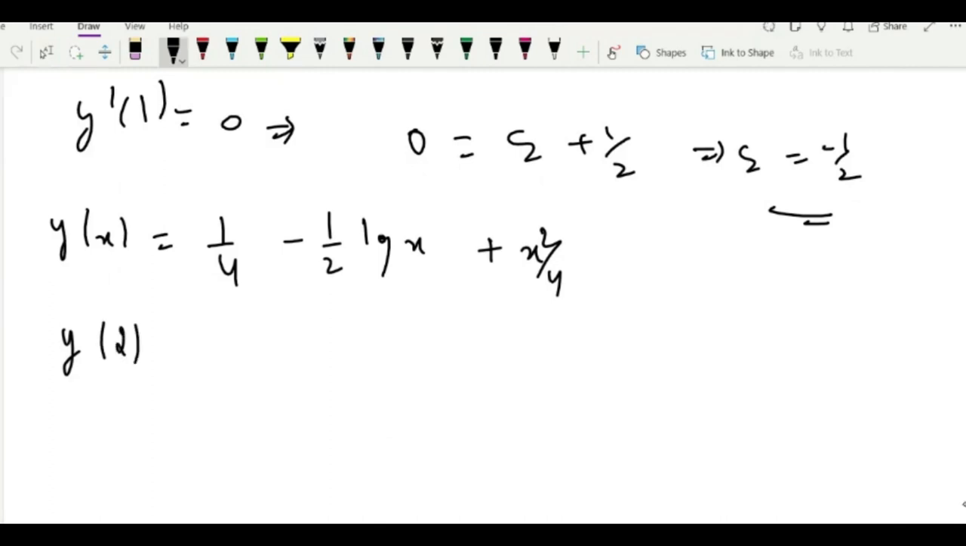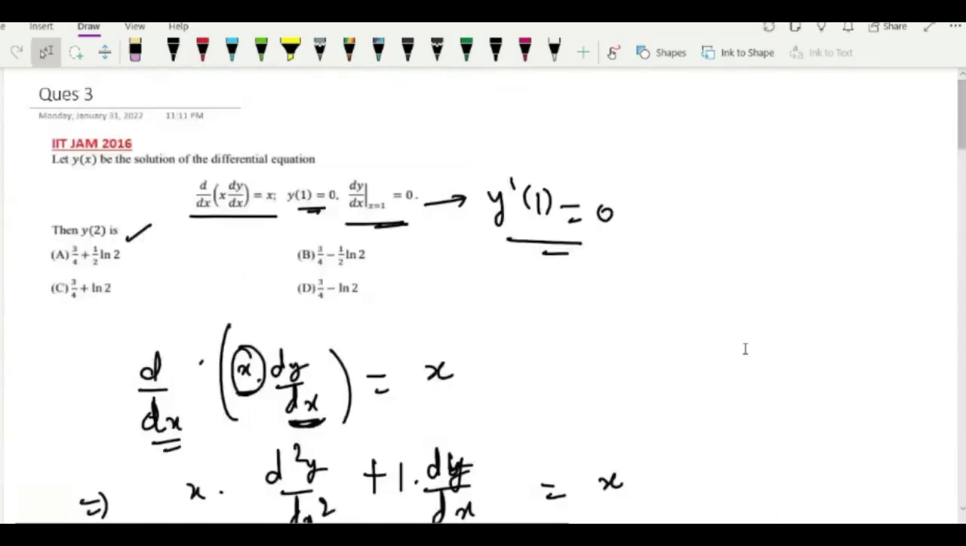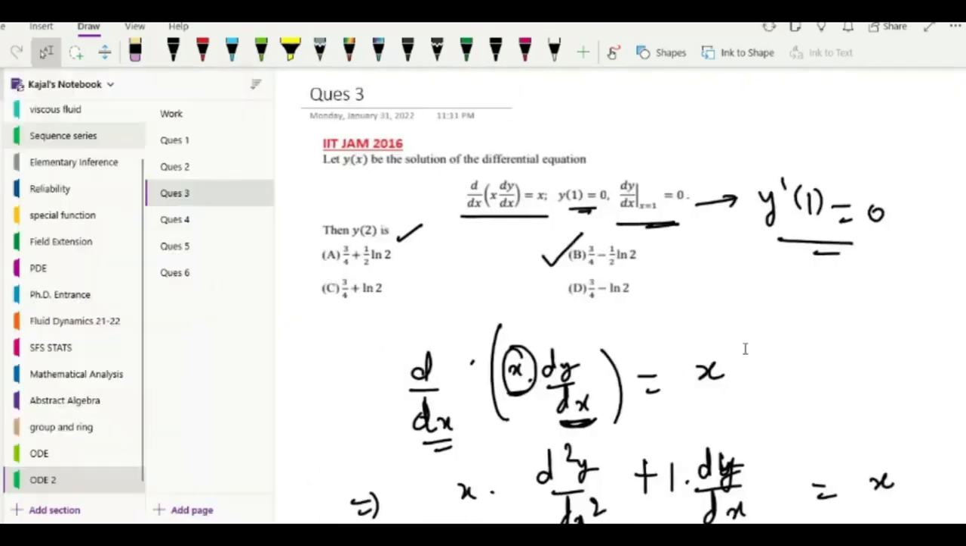Now putting x is equal to 2, as they want the value at 2: 1 upon 2 log 2 plus 4 upon 4, that is 1. Here minus 1 by 4. So we get 3 upon 4 minus 1 by 2 log 2. So you can check the solution, which option is correct: 3 upon 4 minus 1 by 2 log 2. So this is our required solution. The main important part of this question is what kind of equation this is.